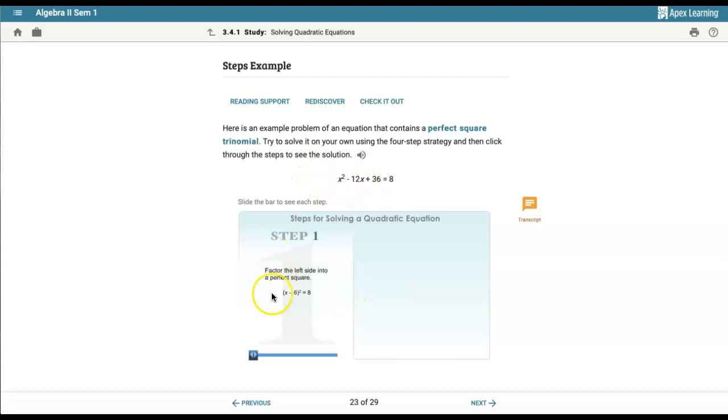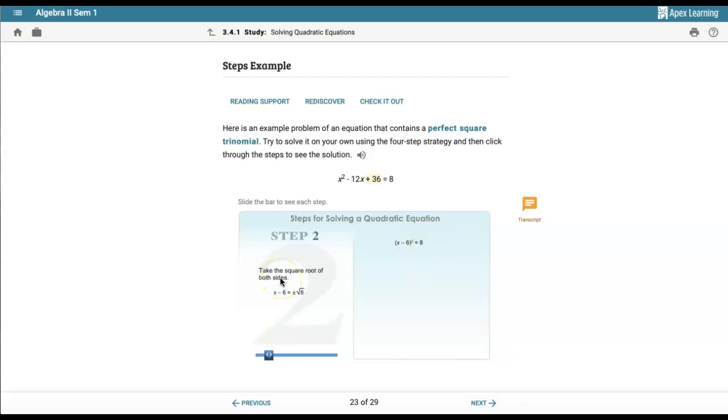If we have x squared minus 12x plus 36 equals 8, we can factor the left-hand side. This quantity here is actually a perfect square trinomial, because x squared is a perfect square, and so is 36. That's 6 squared. And the number in the middle is negative, so that means we have -6 squared. So what that looks like here, if I drag this over, it ends up with x minus 6 squared equals 8. x minus 6 quantity squared equals 8.